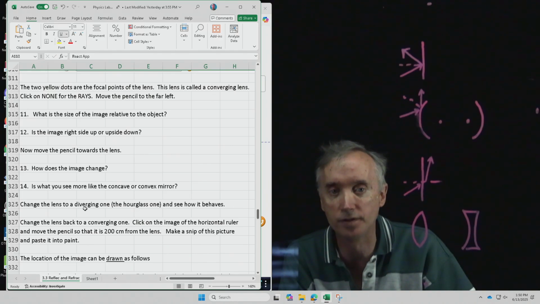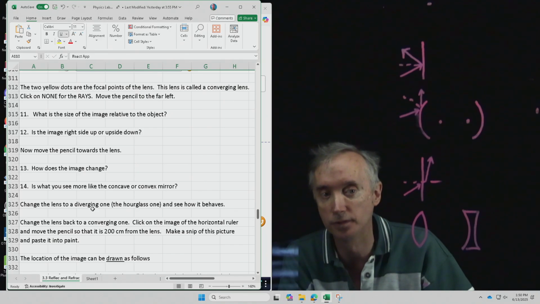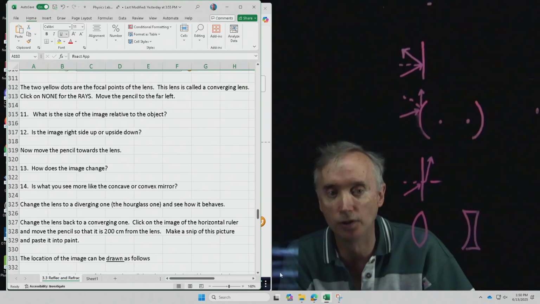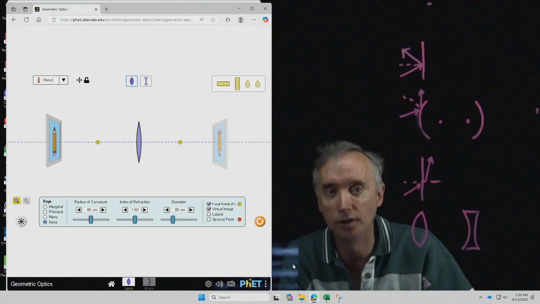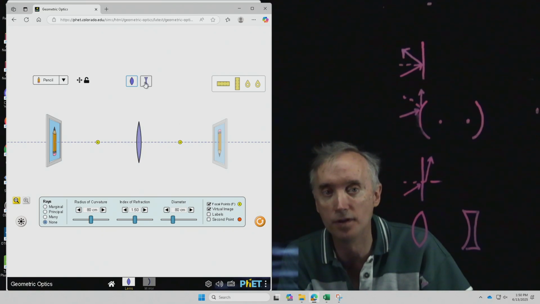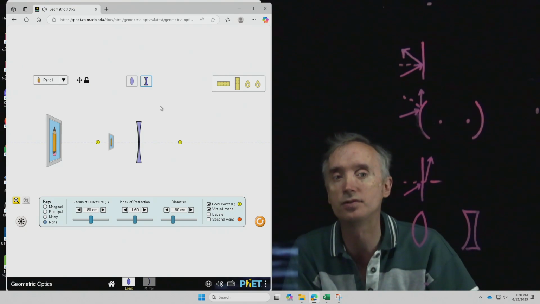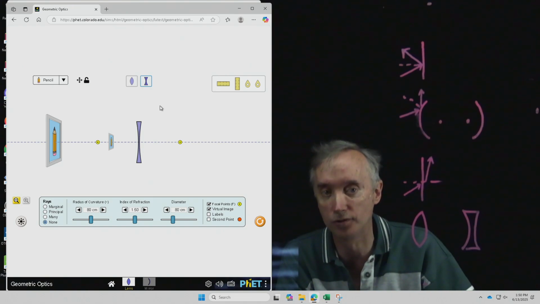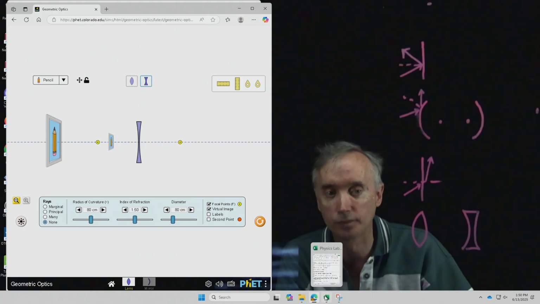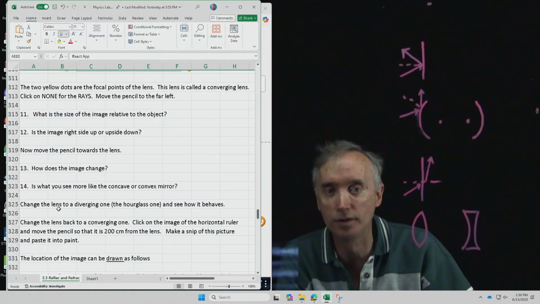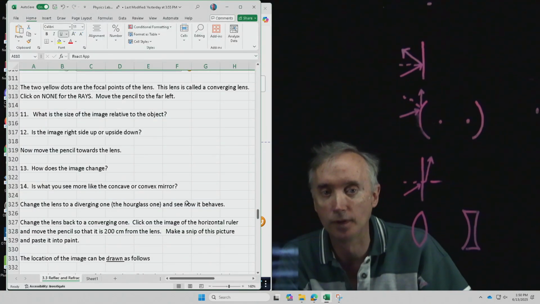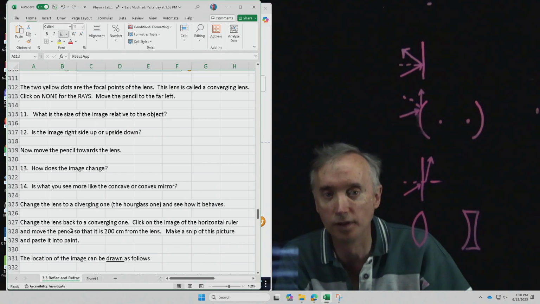Then you're going to do it for the diverging lens, so you will go back to here and click on this one, the hourglass one. That changes it to a diverging lens, and you're going to repeat the experiment. So fill in all of this information here. Okay, then it says to change the lens back to the converging lens.